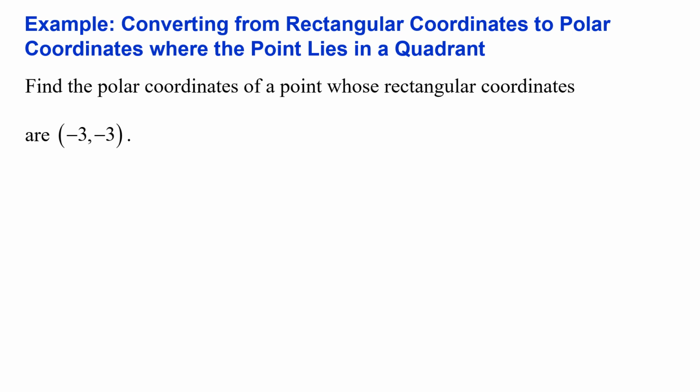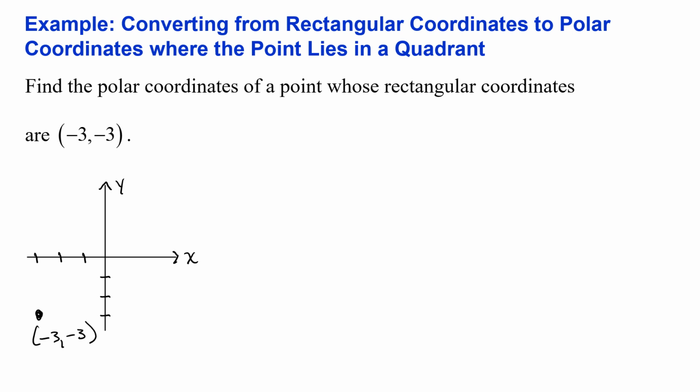Now let's consider an example where we will be converting from rectangular coordinates to polar coordinates where the point lies in a quadrant. And this problem states, find the polar coordinates of a point whose rectangular coordinates are -3, -3. Again, step 1, let's plot the point in the xy plane. The point -3, -3 will lie in quadrant 3.